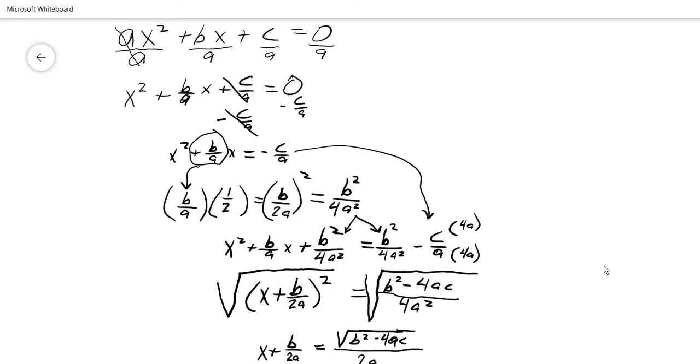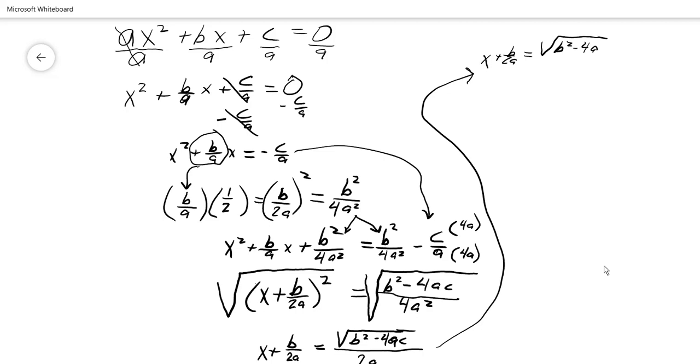Okay, I'm going to go ahead and move this all the way up here because I'm running out of room. Okay, so this is x plus b over 2a equals the square root of b squared minus 4ac over 2a. And another thing I know about square roots, don't forget the plus or minus, like I almost did. Now, again, we're solving for x, okay?